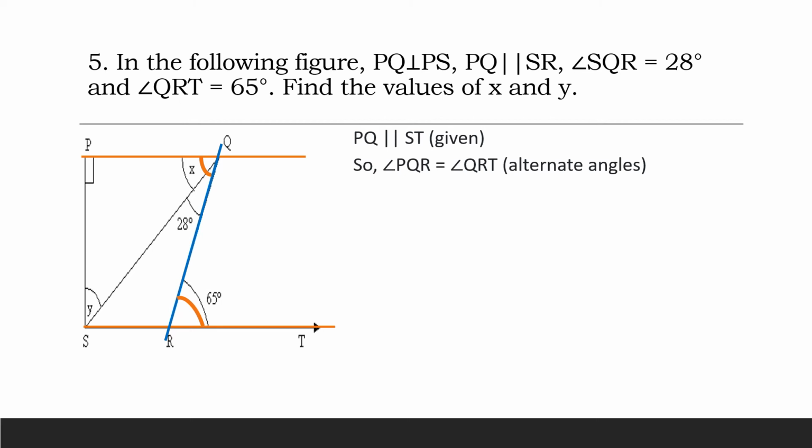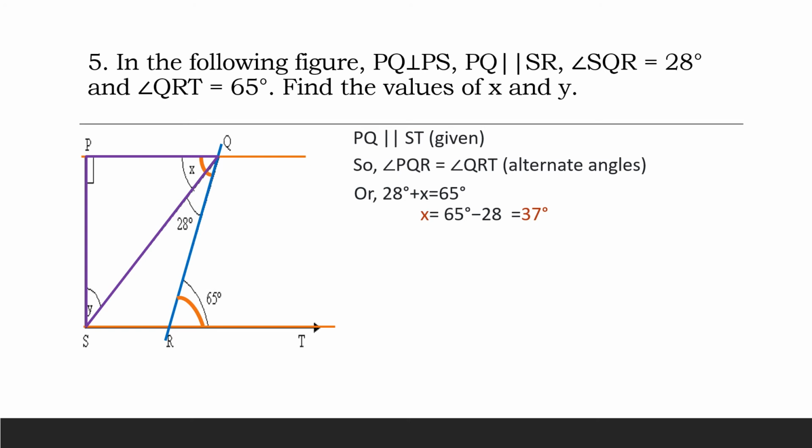Now what is PQR? X plus 28, isn't it? So X plus 28 is equal to 65 degrees. So X is equal to 37 degrees.